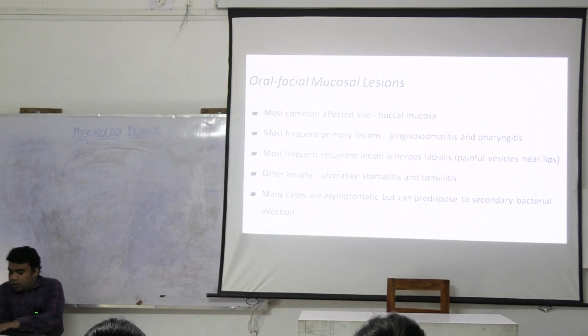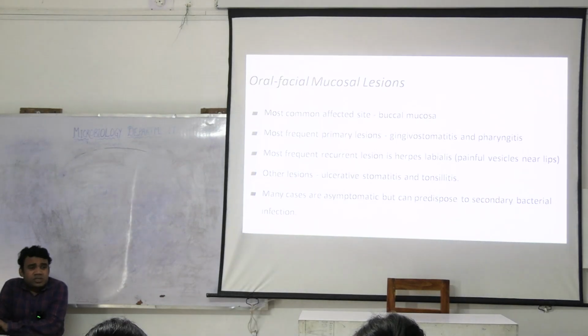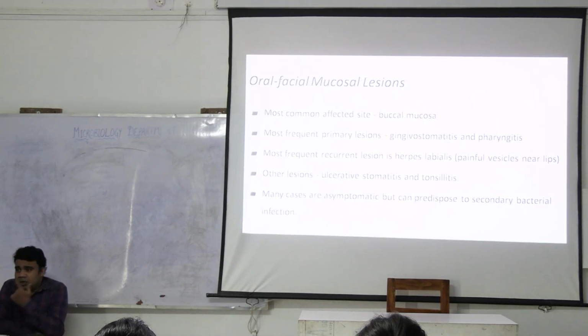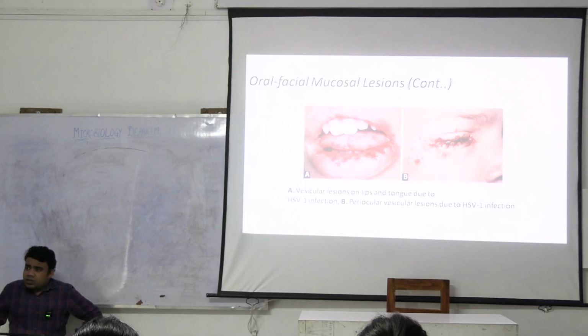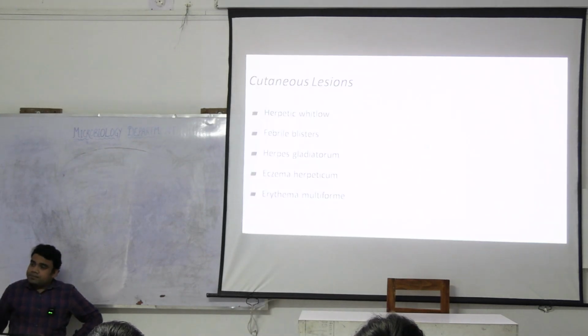So what are the common areas which are affected? In case of HSV1, the common areas that are affected are the oral area, buccal mucosa, and near the lips. Sometimes gingival stomatitis and pharyngitis can also be seen. Like this, if you can see, there are vesicular lesions, and these vesicular lesions can sometimes rupture and look like this, more or less in the perioral and the oral region. Furthermore, sometimes even ocular lesions can also happen and present like this.